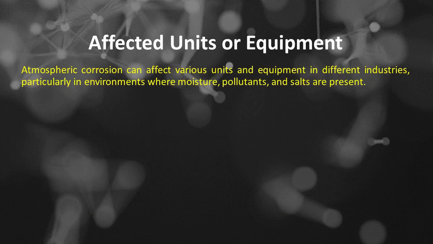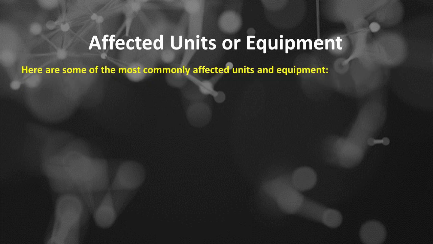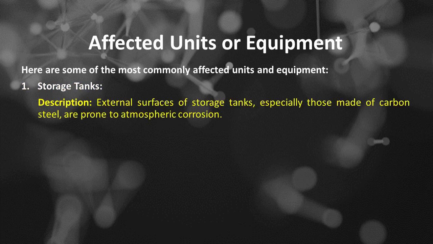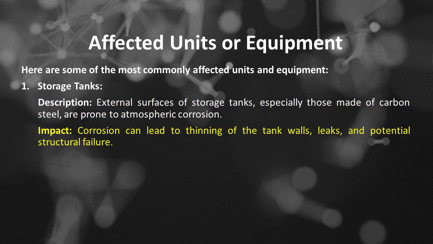Atmospheric corrosion can affect various units and equipment in different industries, particularly in environments where moisture, pollutants, and salts are present. Here are some of the most commonly affected units and equipment. Number 1 is storage tanks. Storage tanks description. External surfaces of storage tanks, especially those made of carbon steel, are prone to atmospheric corrosion. Storage tanks impact. Corrosion can lead to thinning of the tank walls, leaks, and potential structural failure.